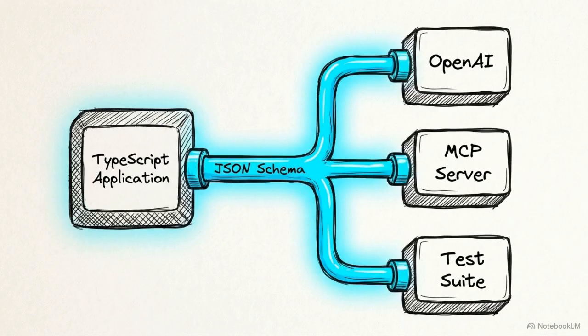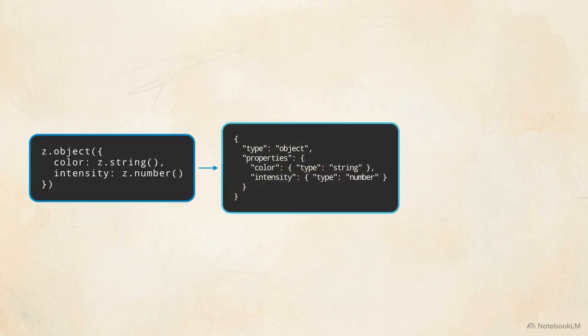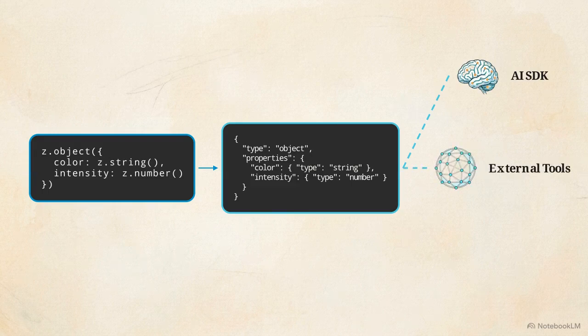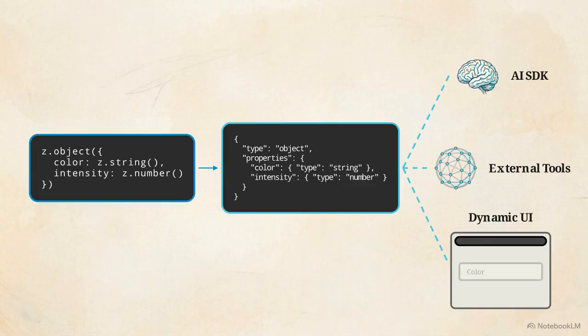The third primitive is the schema bridge. This mechanism connects our internal architecture to the outside world, particularly to AI and external protocols. Here, a Zod schema translates into a universal JSON schema. This single conversion allows the Vercel AI SDK to generate LLM prompts, satisfies the Model Context Protocol for external agent tools, and enables the front-end palette to dynamically render UI parameter forms.